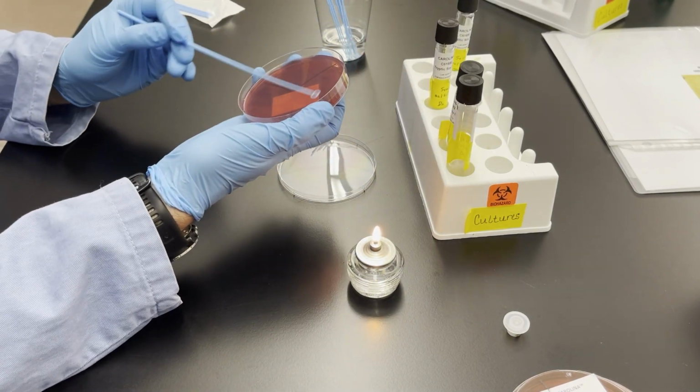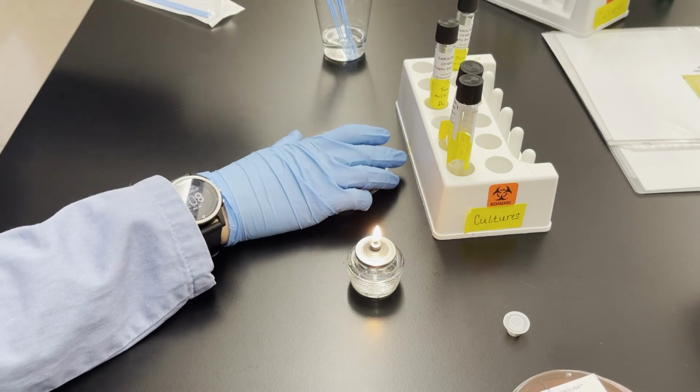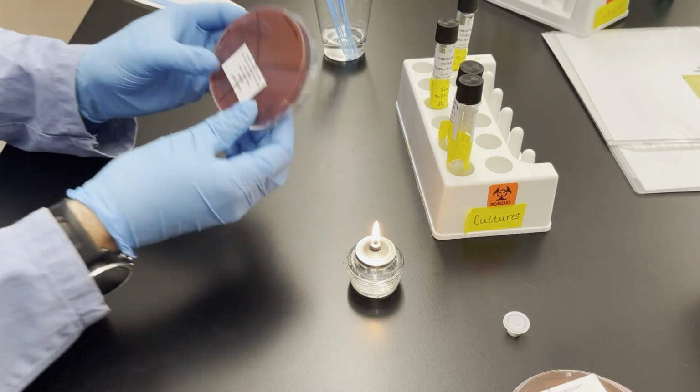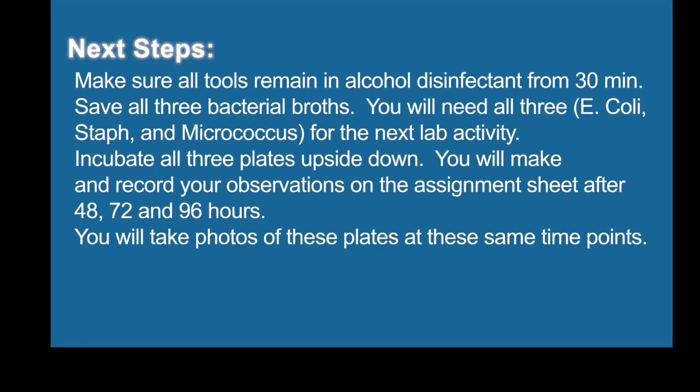I don't know if you notice, but what I do is I put my finger on the zone before I pick it up. So when I flip the plate over, I can tell what section I should inoculate onto.